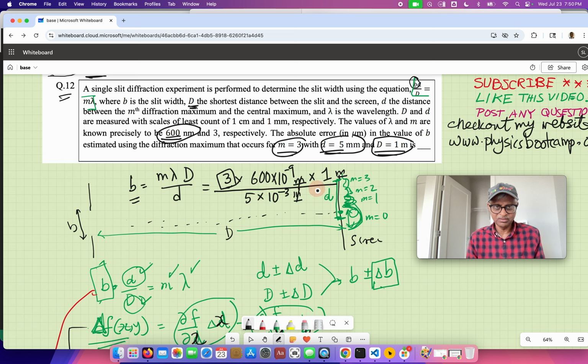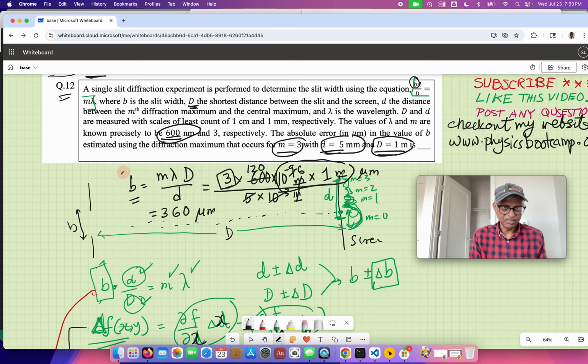So meter cancels, and this guy cancels, makes it 6. So this is a micrometer. So we have to deal with just this, and so this becomes 360 micrometers for the b.